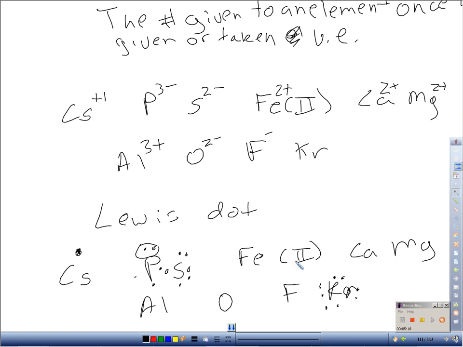Now Fe, same deal. Whatever this number is, that's its charge. So 1, 2. That's it. Ca, same deal. 1, 2. Mg, 1, 2. Aluminum, 1, 2, 3. Oxygen, 1, 2, 3, 4, 5, 6. And fluorine, 1, 2, 3, 4, 5, 6, 7.